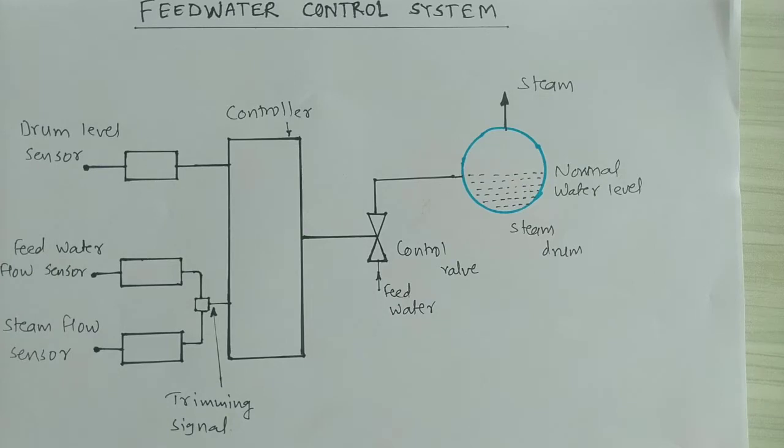So the drum level sensor responds to such errors and acts on the controller. Whenever the level decreases, it fetches the signal in the controller, and the controller increases the feed water valve opening to meet the steam flow demand. This action may sometimes be too slow, so it is supplemented by the sensors for feed water and steam flow. The difference between the signals from these two sensors predicts the changes in the drum level, and the signal is sent to the controller to actuate the valve in the desired direction.